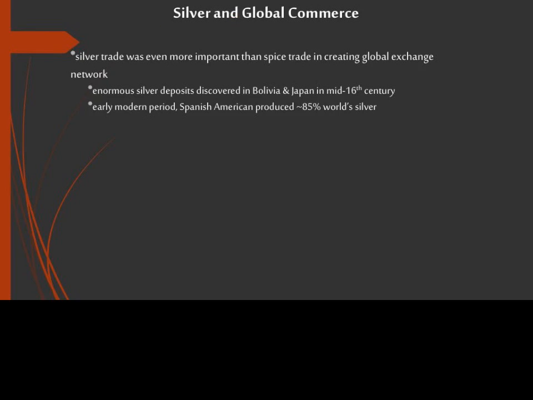Okay, let's start here, silver and global commerce. So the silver trade was even more important than the spice trade in creating a global exchange network. Enormous silver deposits were discovered in both Bolivia and Japan, probably about the mid-16th century, 1500s. And in the early modern period, Spanish America produced approximately 85% of the world's silver. Whoa. Yeah, they made some cash.